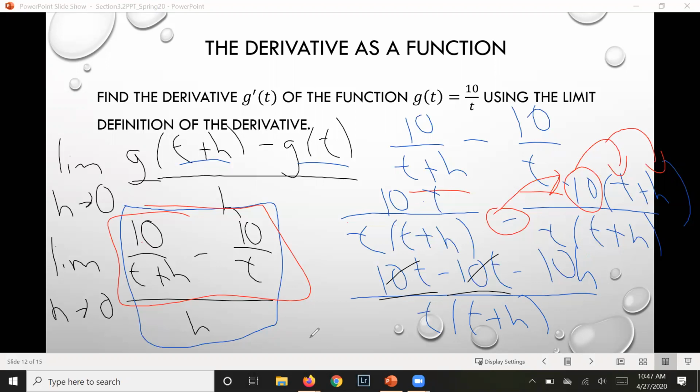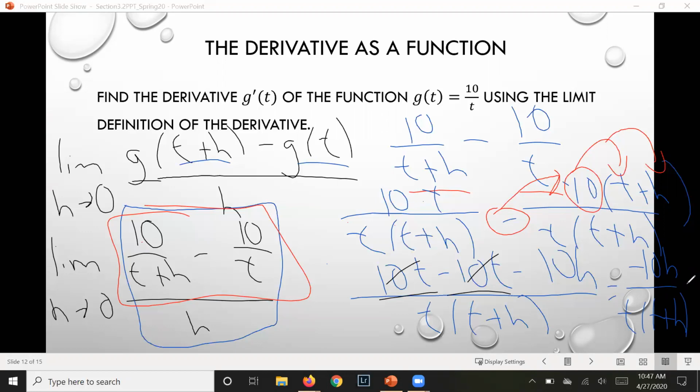All right, so yeah, this is really messy. Let me just rewrite what we have. So we have negative 10h over t times t plus h right now.